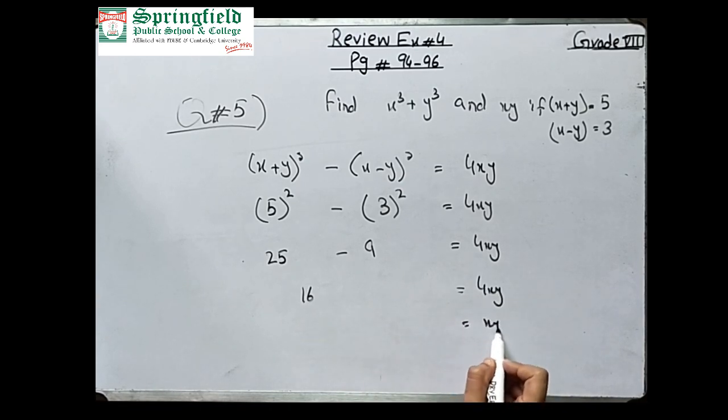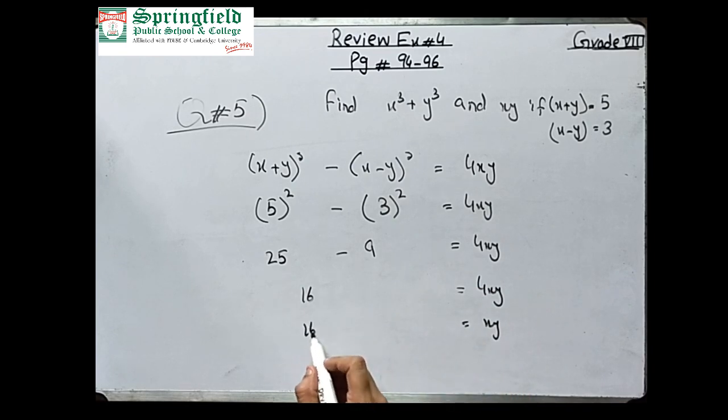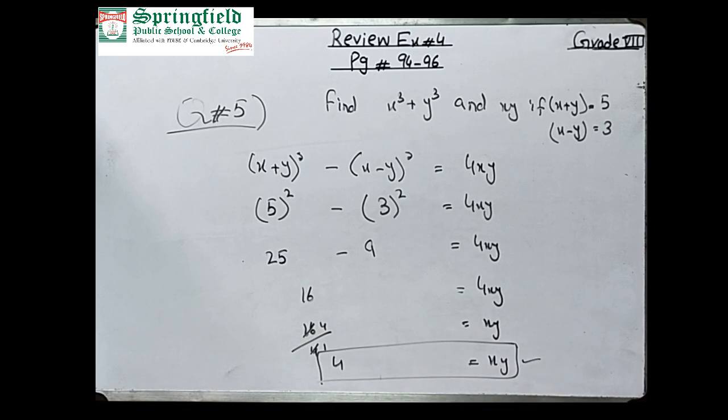No, leave the xy here because they are asking about xy. So 4 will divide on the other side. 4 ones are 4, 4 fours are 16. 4 is equal to xy. It means the value of xy is equal to 4. Fine. Now how can we find x cube plus y cube?